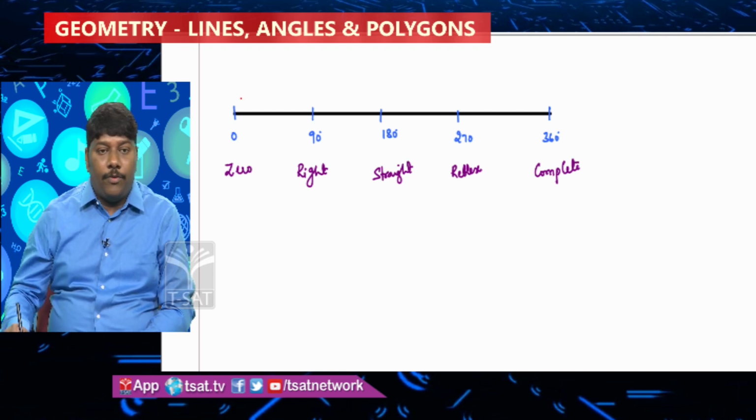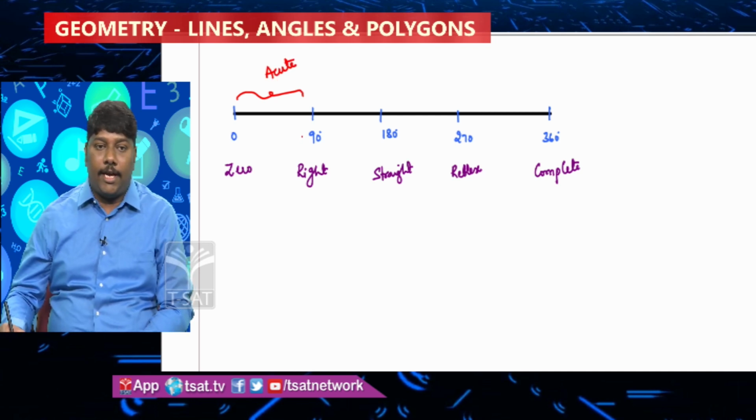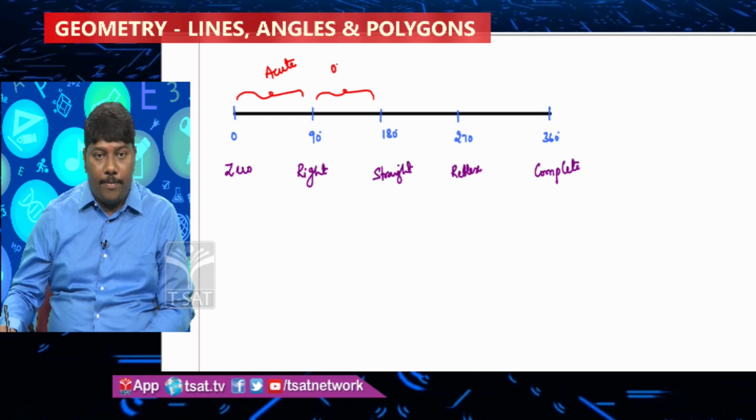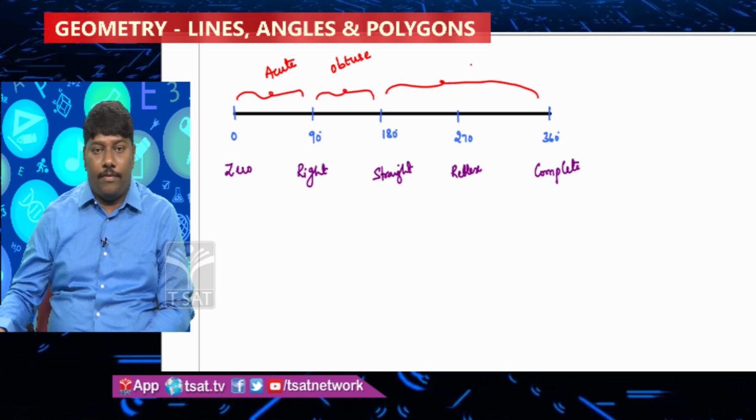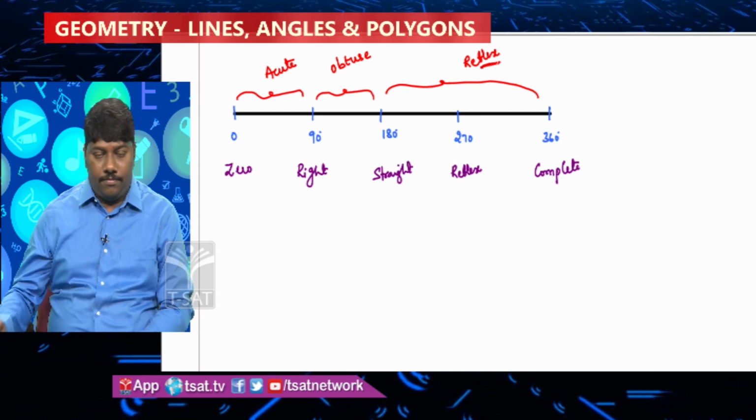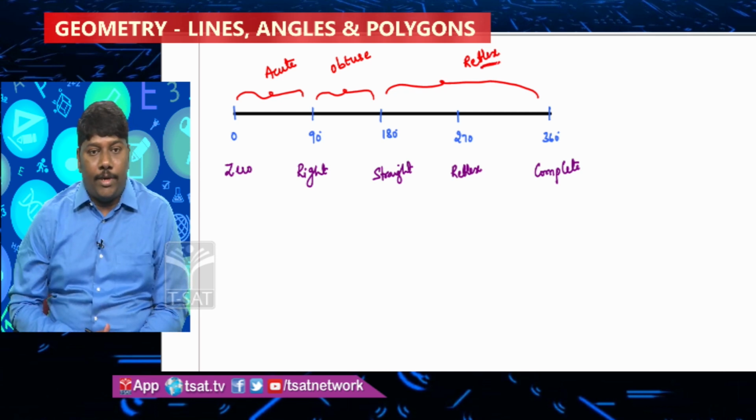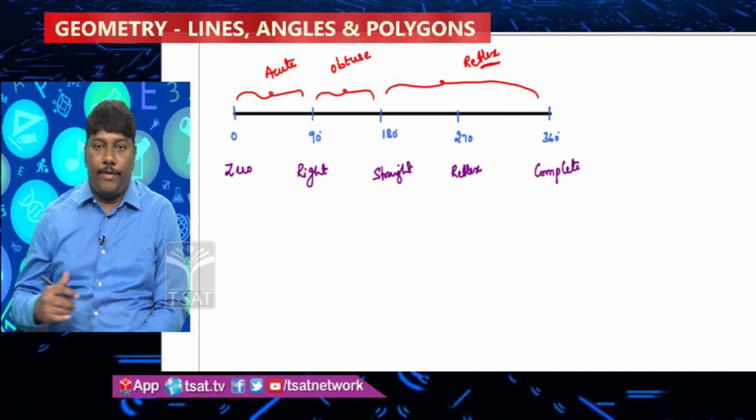Any angle which is in between 0 to 90, we call it an acute angle. Acute angle is an angle which is in between 0 to 90. An angle which is in between 90 to 180 is an obtuse angle. An angle which is greater than 180 up to 360, we also call a reflex angle. 0 to 90 acute, 90 to 180 obtuse, 180 to 360 we call a reflex angle.